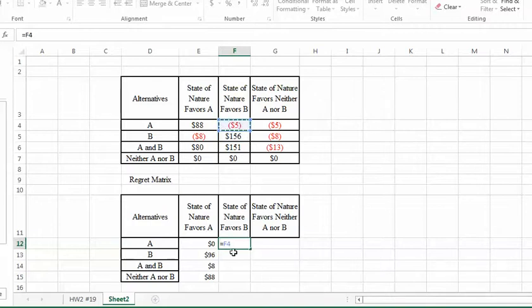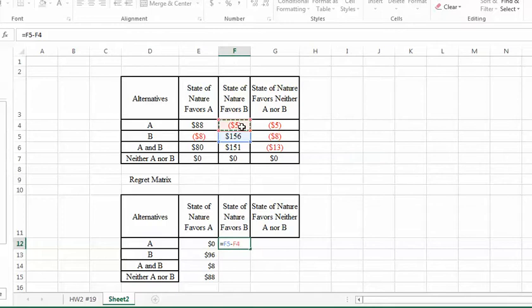Whoops, I lost it there. So F5, now what is this? It's going to be F5 minus, and this is a negative. So it's going to be 156 minus 5, 156 minus negative 5, okay?